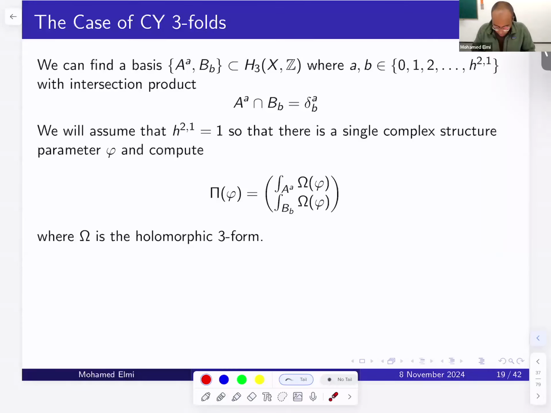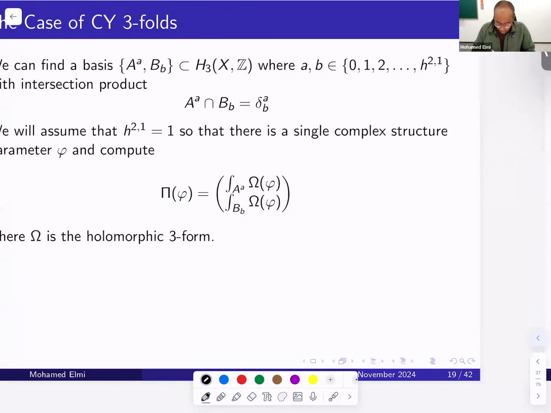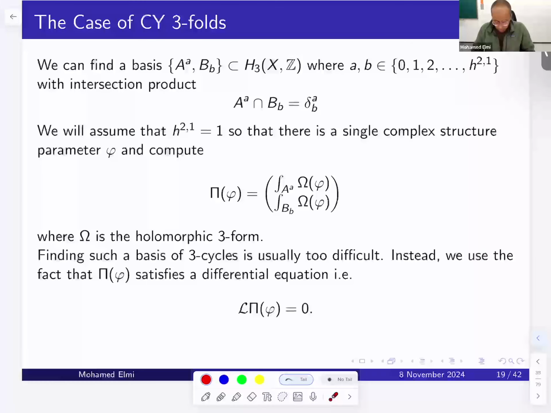So you compute these periods, but in practice, if I give you some Calabi-Yau threefold, finding some bases of 3-cycles is way too difficult. Unless maybe sometimes your Calabi-Yau has some nice fibration structure, which you can take advantage of to identify 3-cycles. But in practice, it's generally too hard finding some nice bases. So you use a trick. First, you note that this Pi satisfies a differential equation. This is what Albrecht mentioned, and it's a very important fact.